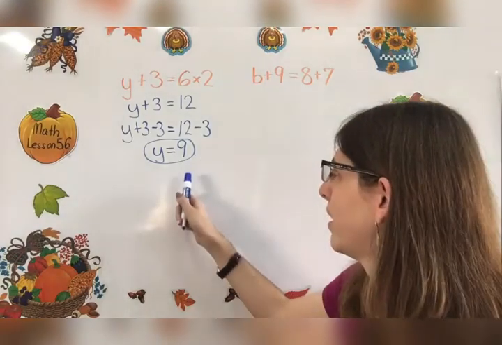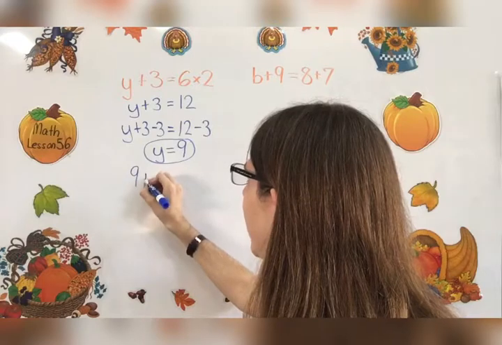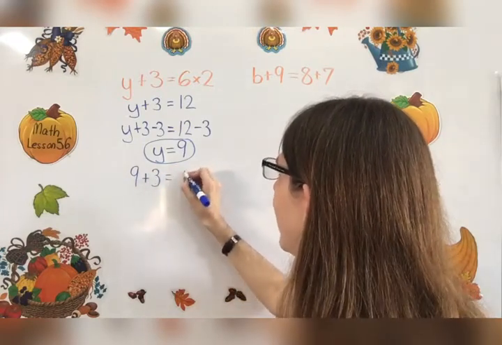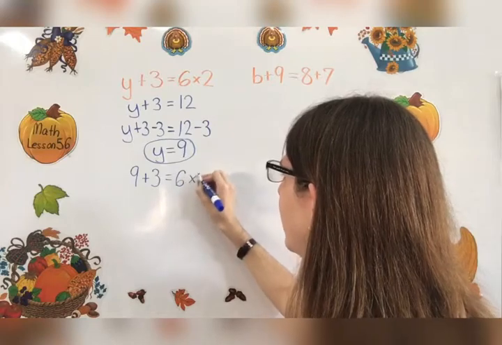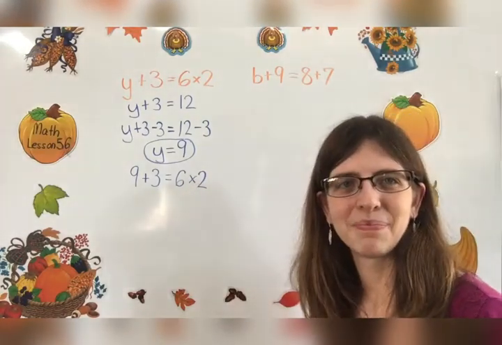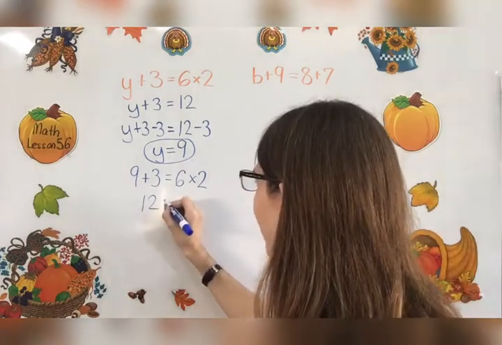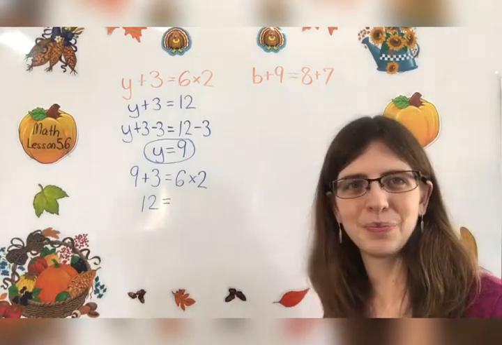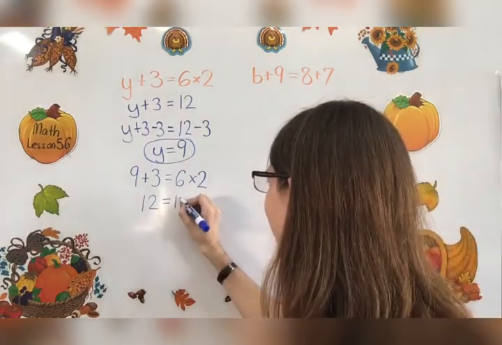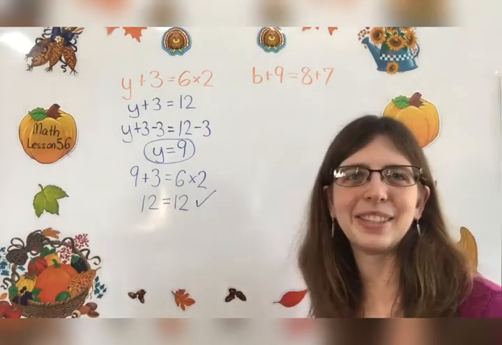I'm going to put 9 in place of y, and I get 9 plus 3 equals 6 times 2. What is 9 plus 3? 12. Good job. What is 6 times 2? Also 12. So my problem checks. 9 is my answer.